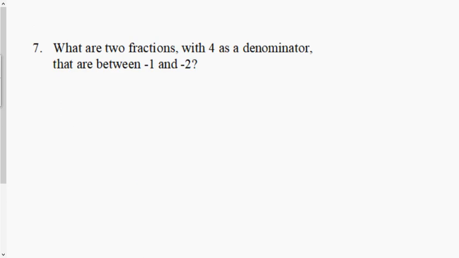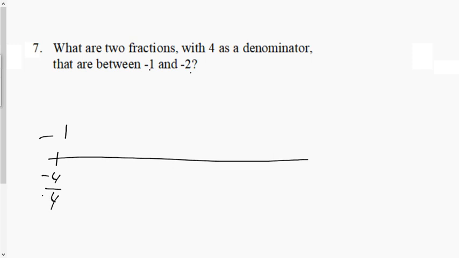Question 7, what two fractions with a 4 as a denominator lie between -1 and -2? So if I put a number line here again, it said -1. As a fraction, that would be -4 over 4 for -1. And, oh, I got these backwards. Let me just erase this and try this again.